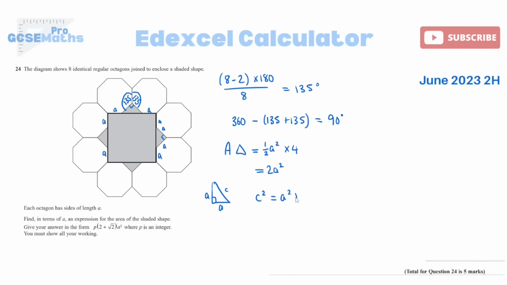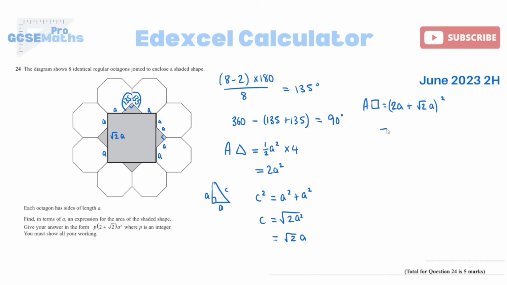You get a squared plus a squared, so that's 2a squared. So the square root of 2a squared, which would give me just root 2 a, because I can square root the a squared. So that's the side there. So if this is root 2 a, then the whole length would be a plus root 2 a plus the other root 2 a. And then, because it's a square, to find the area of my square, I can just basically square that, can't I? Times it by itself.